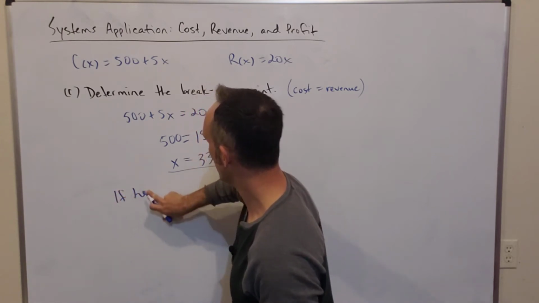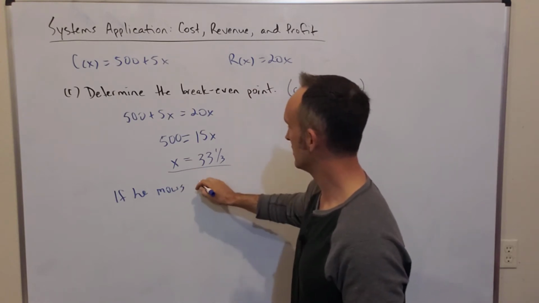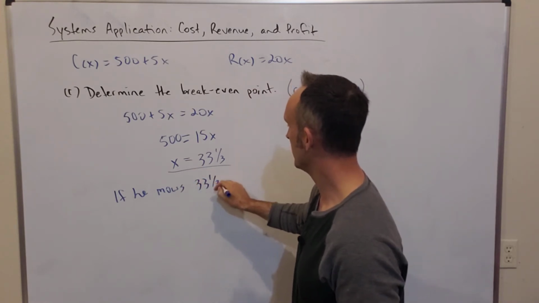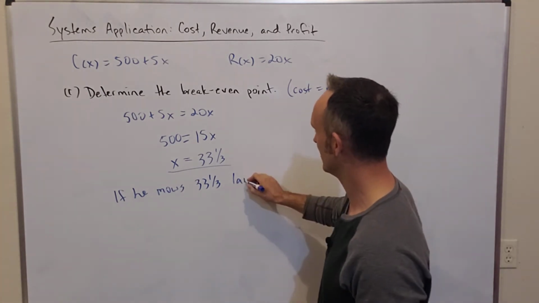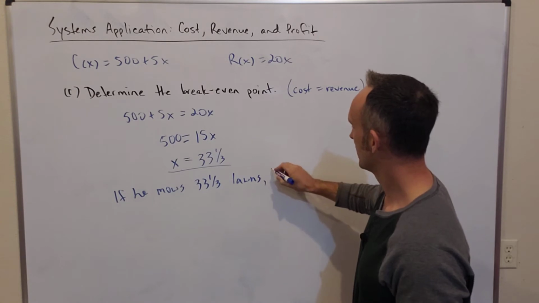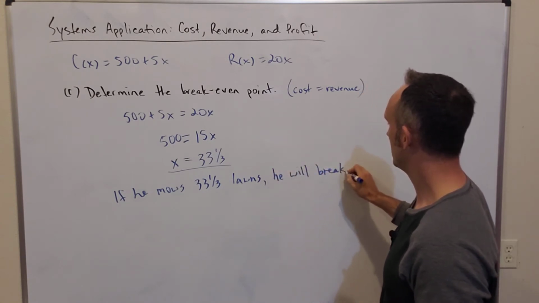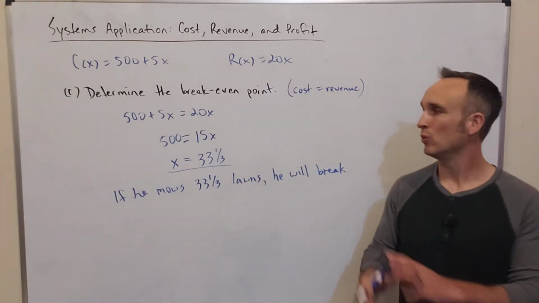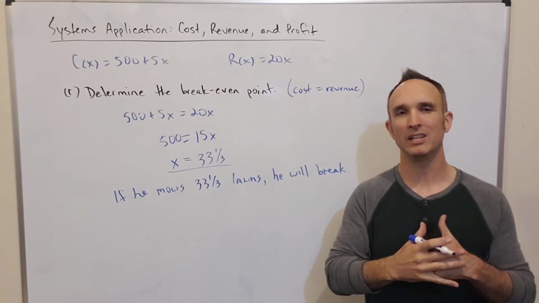if he mows, remember what x represents. X is the number of lawns. So this says if he mows 33 and 1/3, which is not possible, by the way. You don't get paid for 1/3 of a lawn. But if he mows 33 and 1/3 lawns, he will break even. That is the precise point with these two models where his cost and his revenue will equal each other.